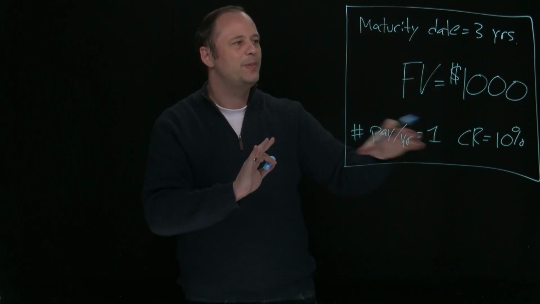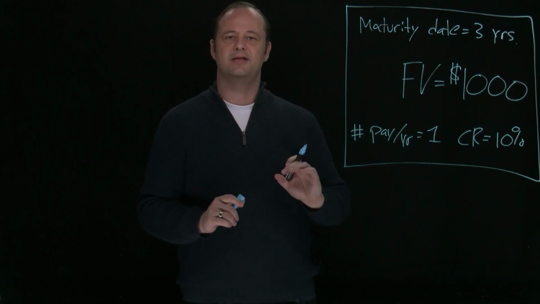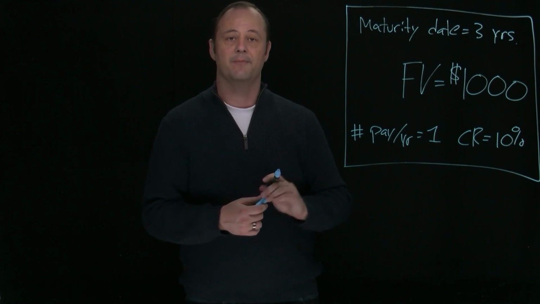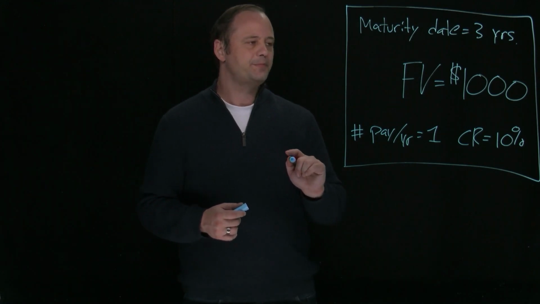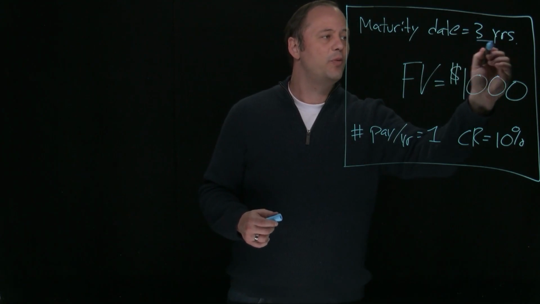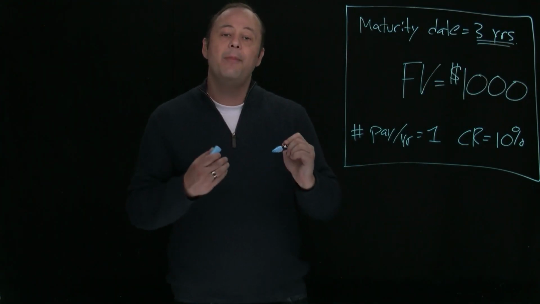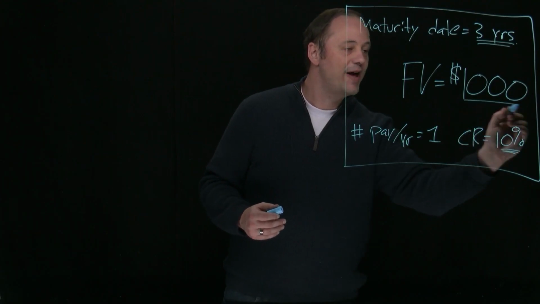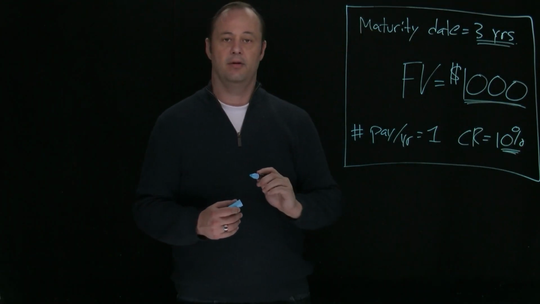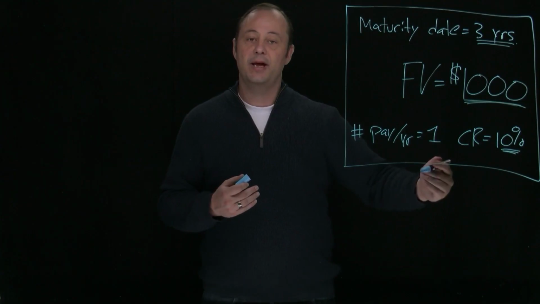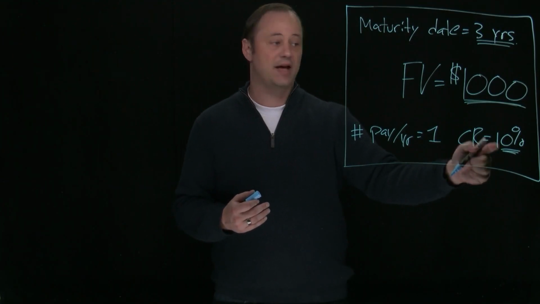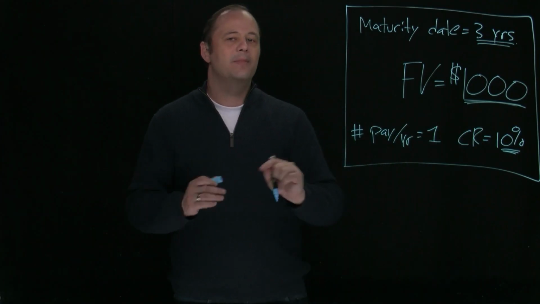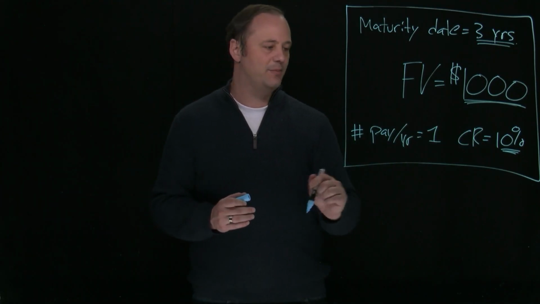So what is a piece of paper, a bond like this? What promises is this bond or the issuer of the bond making? What it's saying is the following. Between now and 3 years from now, I promise to pay 10% of the face value per year. Okay. How many payments am I going to make per year to pay out that 10%?